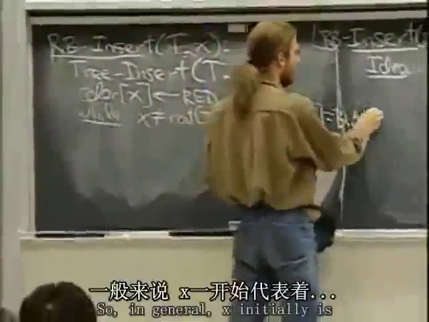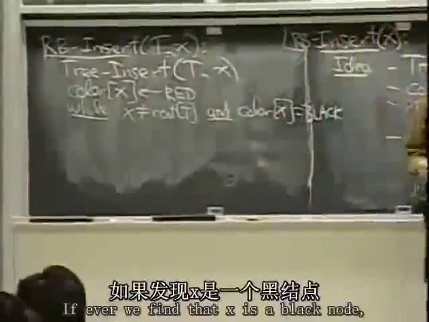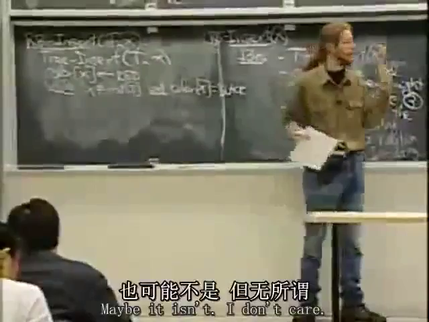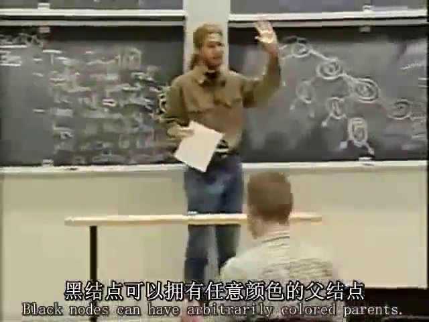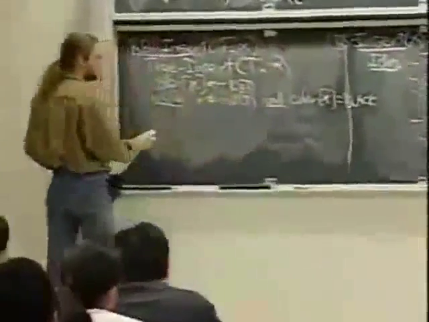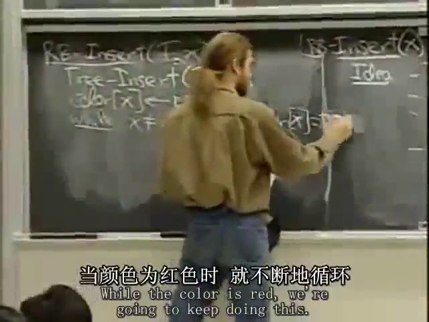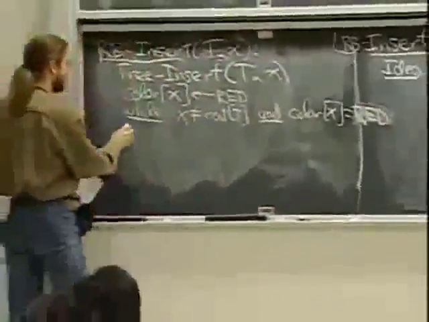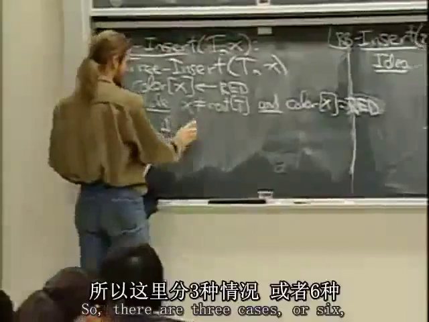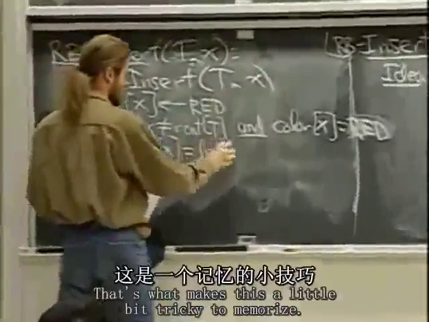So in general, x initially is going to be the element that we inserted, but we're going to move x up the tree. If ever we find that x is a black node, we're happy, because maybe its parent is red, maybe it isn't, I don't care. Black nodes can have arbitrarily colored parents. It's red nodes that we worry about. And so if x is red, we have to keep doing this loop. While the color is red, we're going to keep doing this. So there are 3 cases. Well, or 6, depending on how you count. That's what makes this a little bit tricky to memorize.